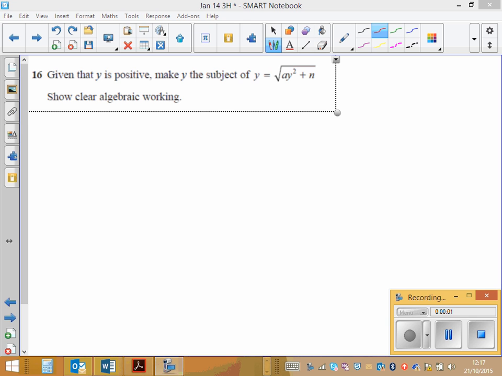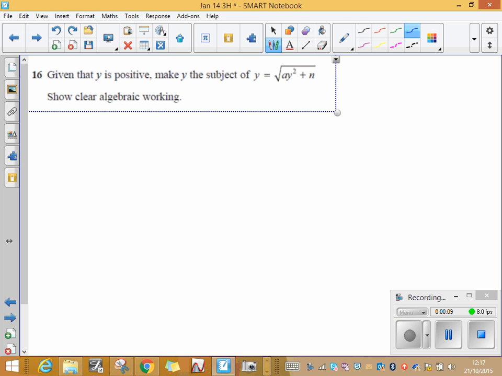Here we have a formula where the letter y, which we're trying to make the subject, appears on both sides of the equation. So our job is to try to isolate y on one side. I'm just going to write it down to start with. So y equals the square root of ay squared plus n. You'll see the relevance of the given that y is positive bit later.